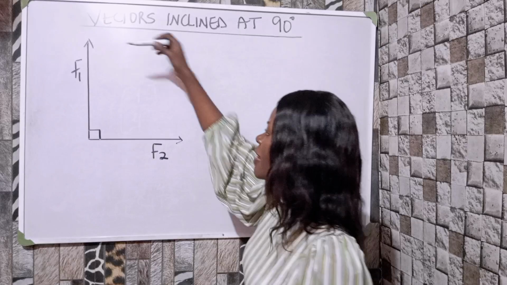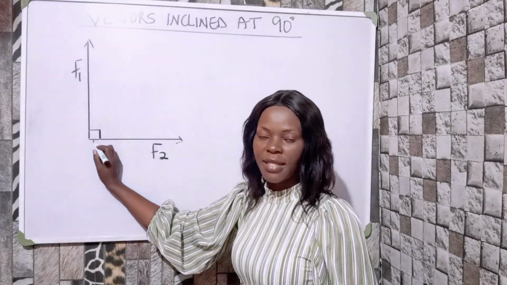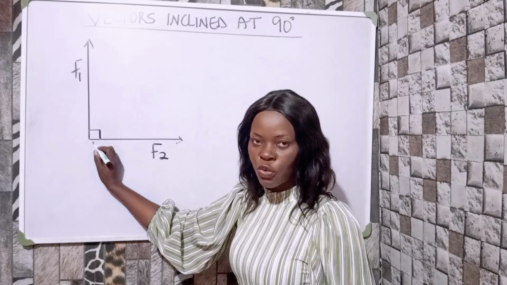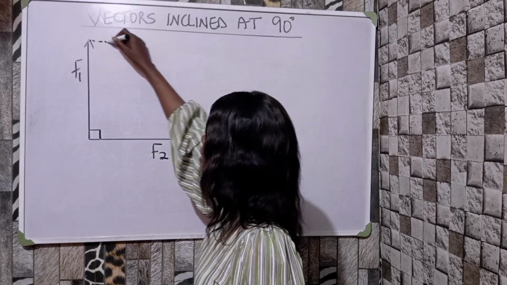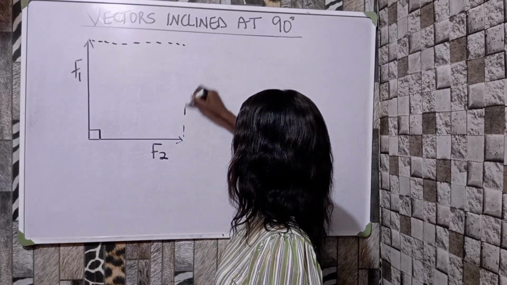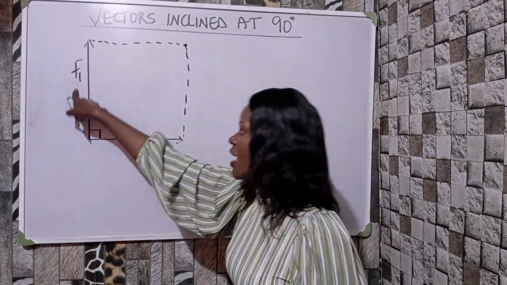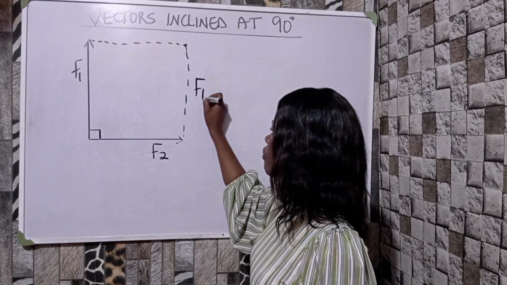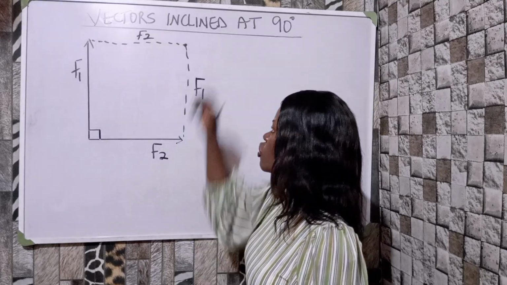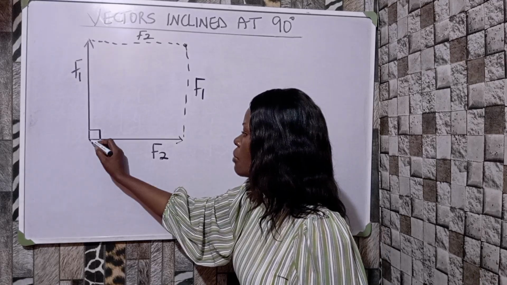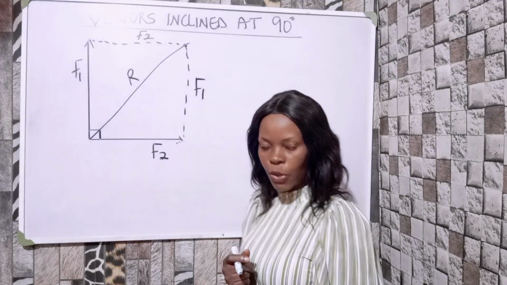We are given F1 and F2, and both of them are acting at a right angle, that is 90 degrees. What we are going to do is to complete this shape to form a square in such a way that this is parallel to this. So if this is F1, here becomes F1. If this is F2, here becomes F2. Now we are going to join these two points of intersection and call the line R. That is my resultant.